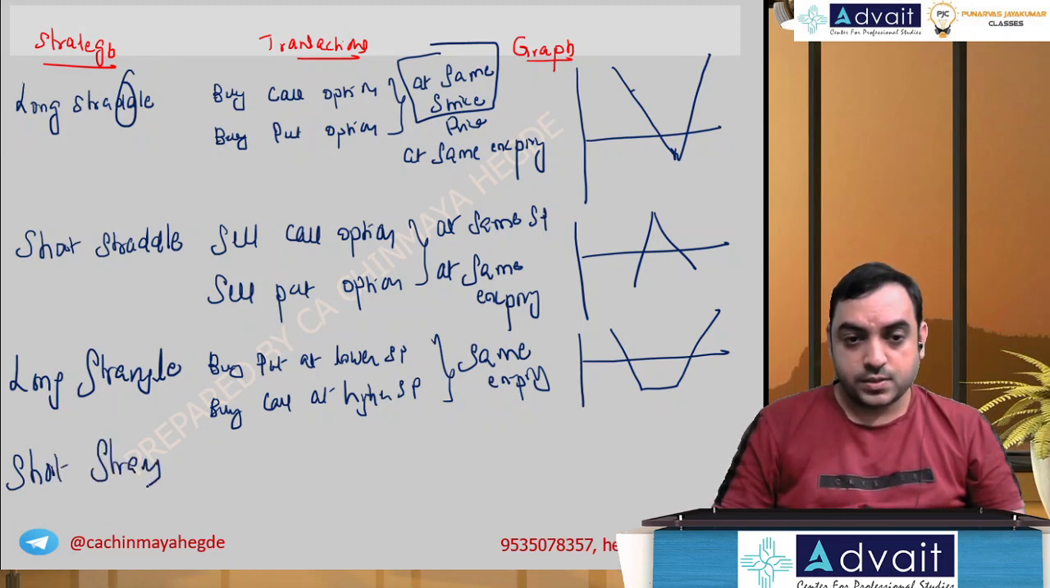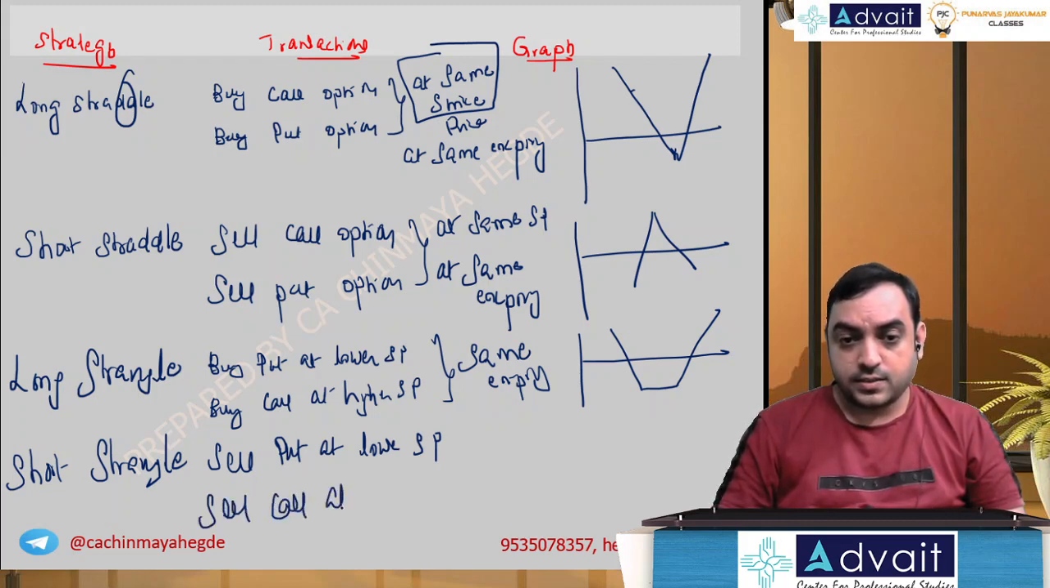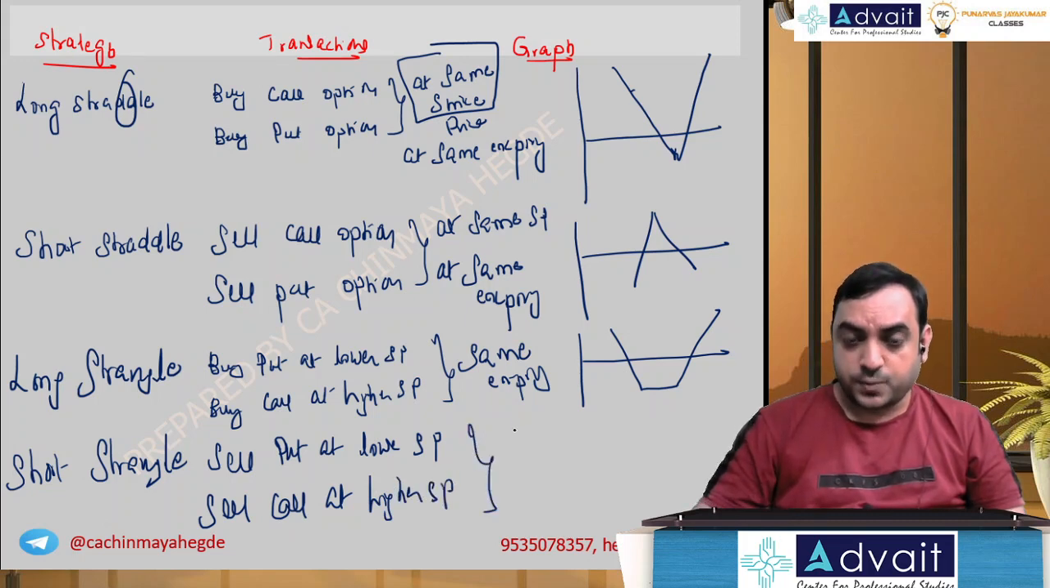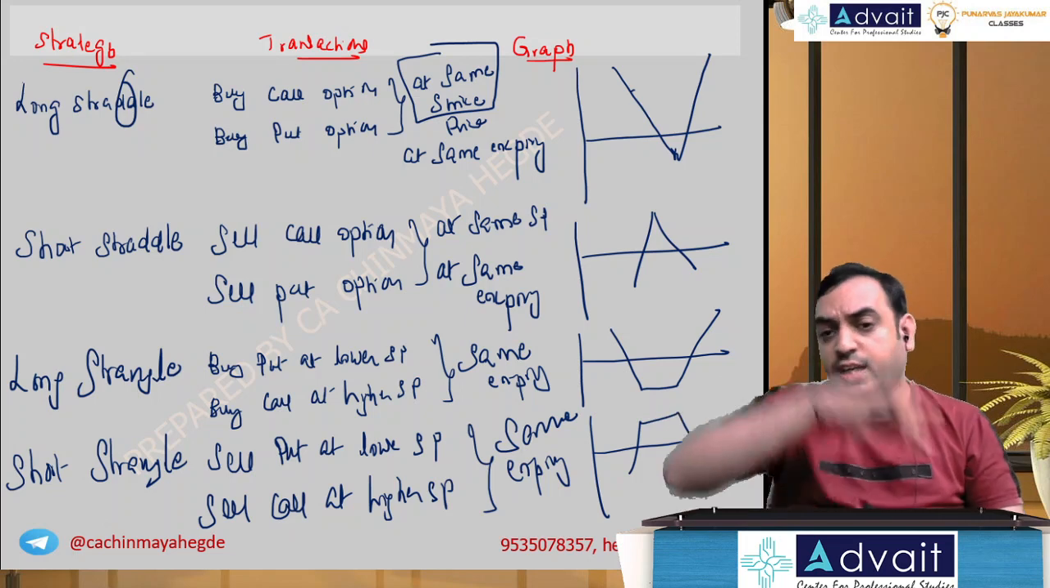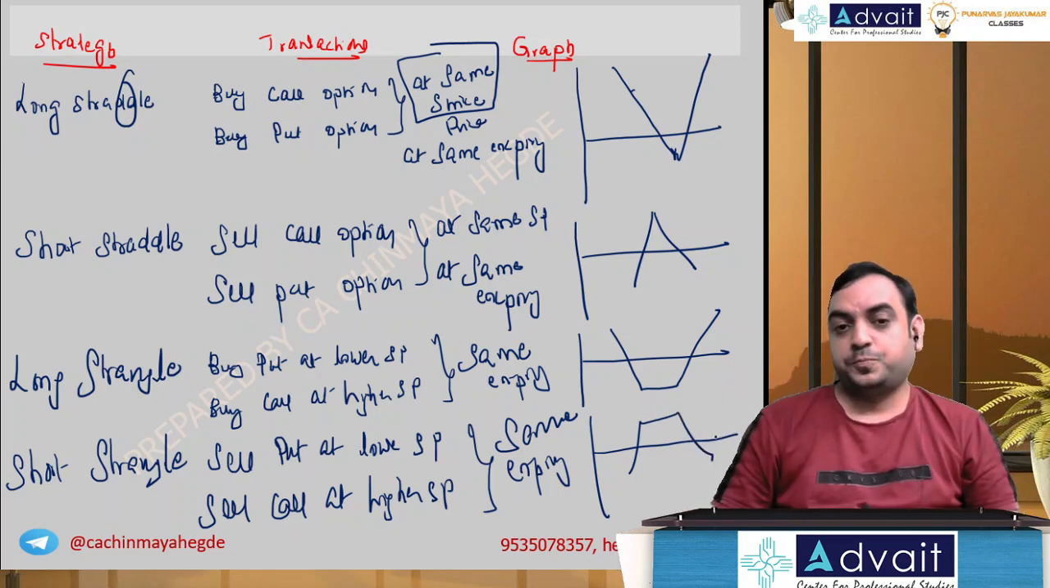Short strangle means I sell a put at the lower strike price and sell a call at the higher strike price with the same expiry, and this is called a short strangle. So this graph will come in a reverse manner.